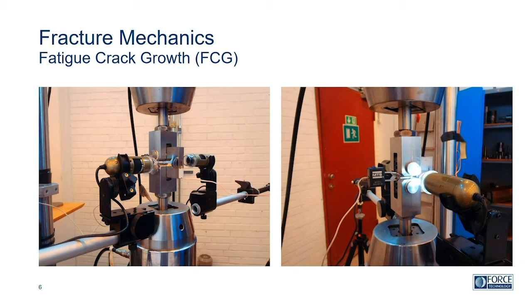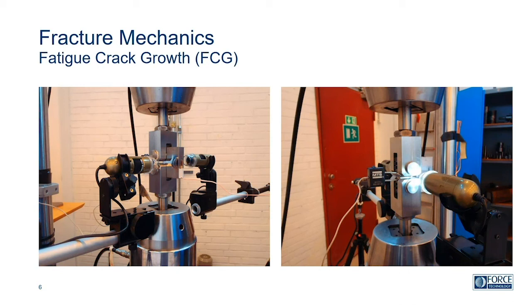As you can see here, we have a lot of measurement equipment on the specimen. On the first photo, you can see there is a camera on each side of the specimen to measure the growth of the crack. And on the back side, you can see there's a strain gauge attached. And on the second photo, you can see there's a clip gauge attached to the crack mouth opening.